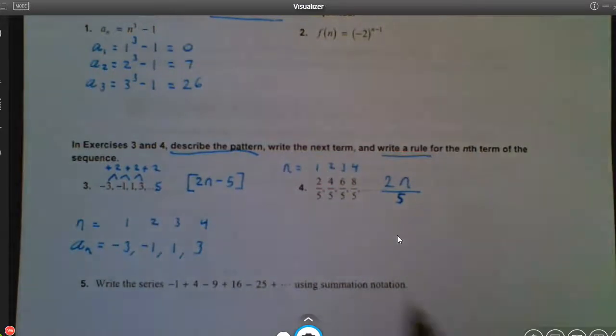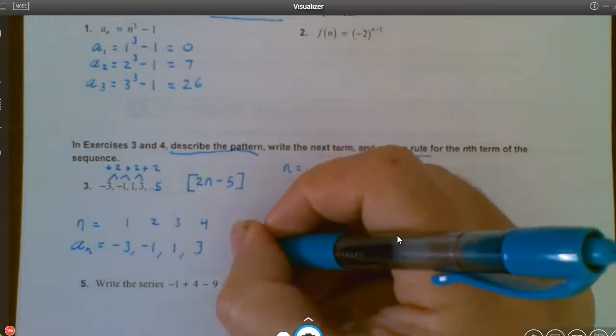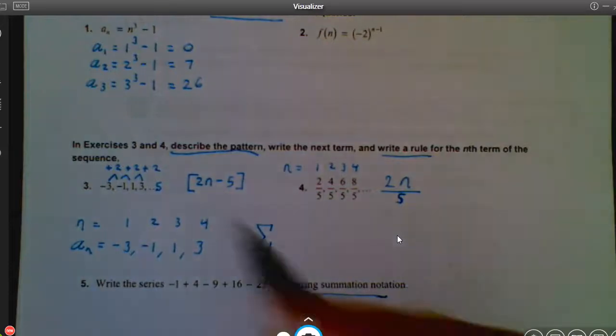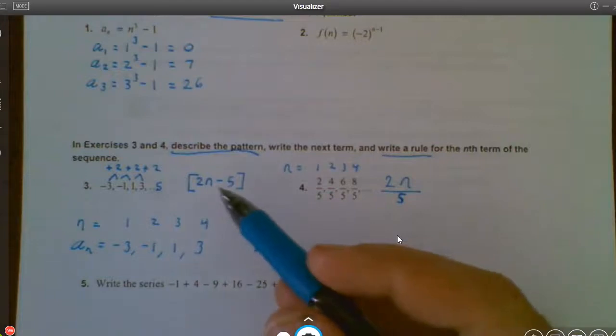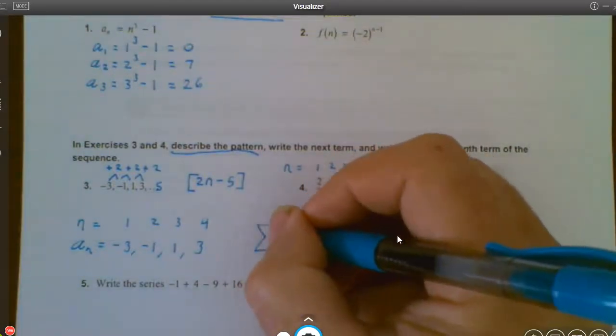Summation notation is the one that looked like the weird little Greek letter sigma that we have. All you have to do for sigma notation, I'm just going to use this one because I already have the rule. In sigma notation, the rule goes to the right of it. So my rule is 2n minus 5.